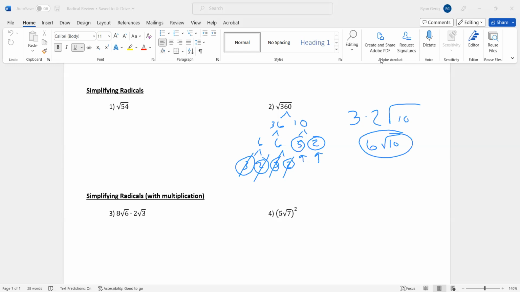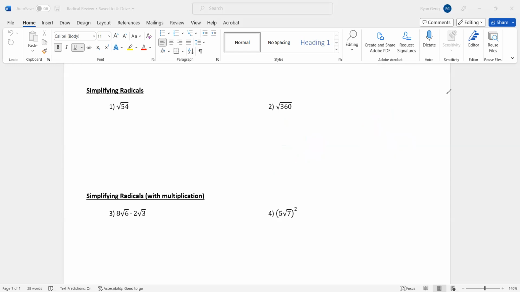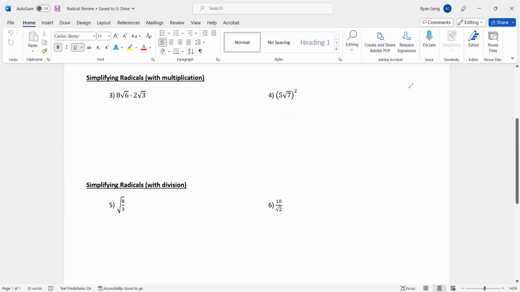Okay. Moving down. Simplifying with multiplication. Sorry. I'm going to first multiply my stuff together. All right, so I'm going to multiply the outside stuff with the outside stuff. So 8 times 2 is 16. Inside stuff, 6 times 3 is 18. And now I'm going to simplify the square root of 18. Now, what do I do with the 16? Well, I just have to multiply 16 by whatever comes out of the radical.